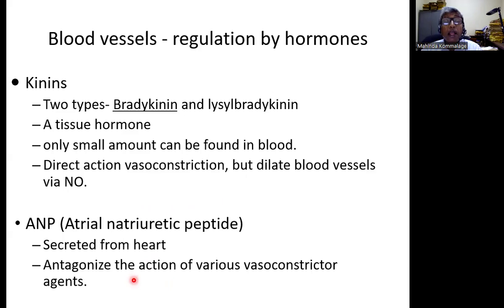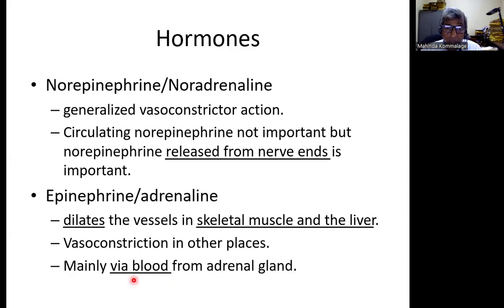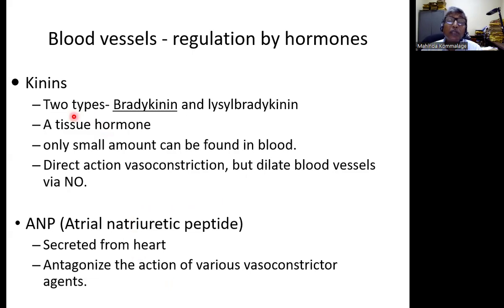Okay. In addition to adrenaline and noradrenaline, some other hormones also come through the blood. There's a hormone called kinin, two types of kinin, bradykinin and lysyl bradykinin. They are tissue hormones actually, and only a small amount can be found in the blood. So they are not really from a real endocrine gland, but are secreted from some places in the tissue and act as hormones. Then ANP, atrial natriuretic peptide.